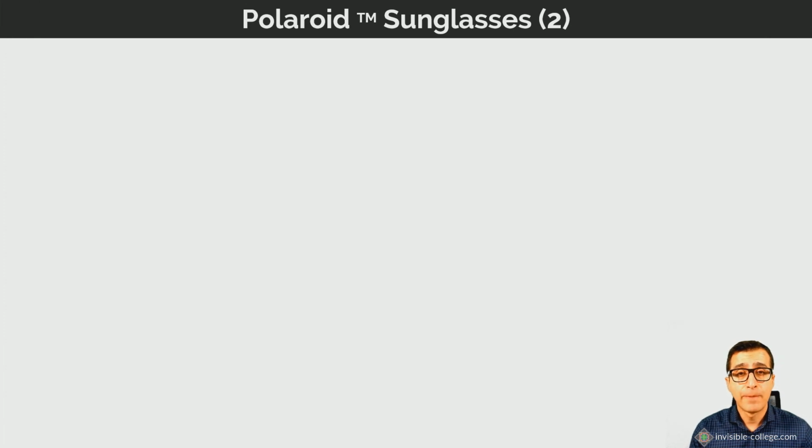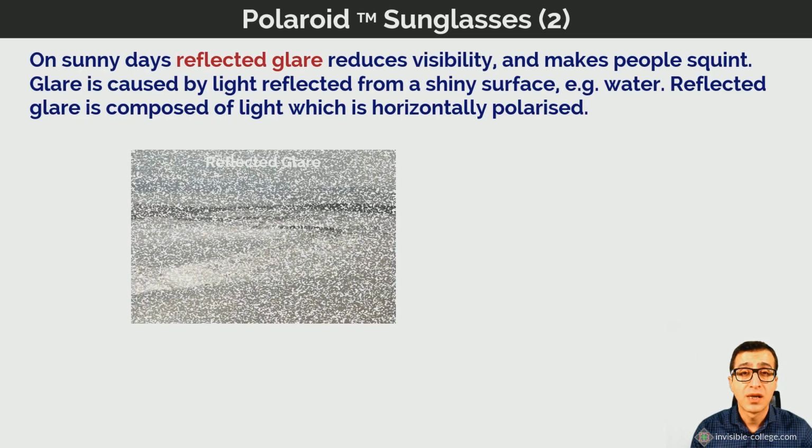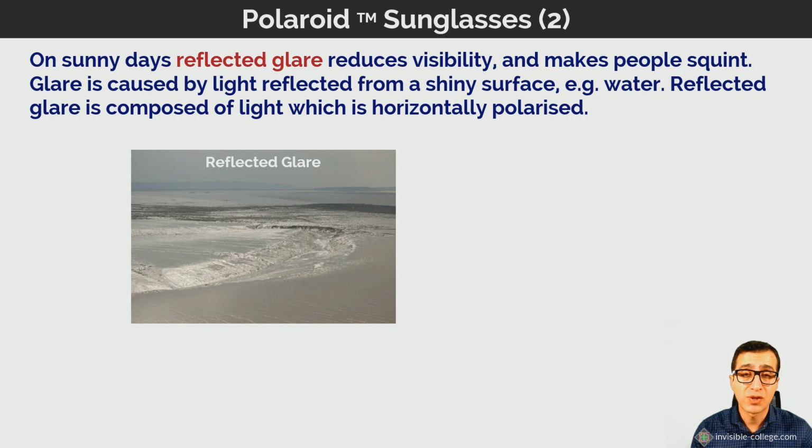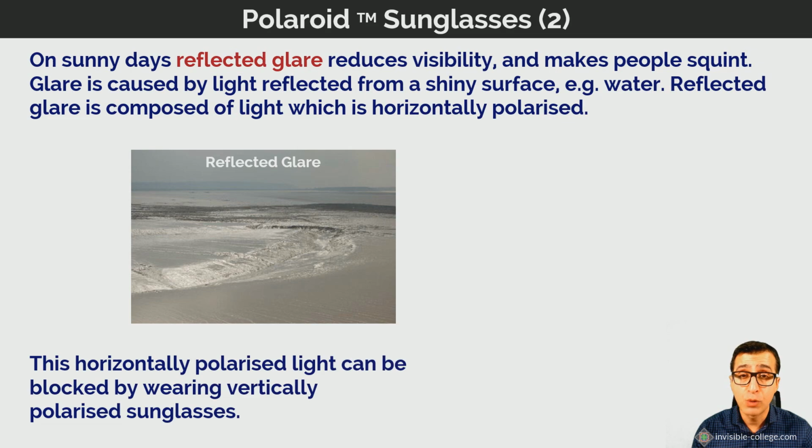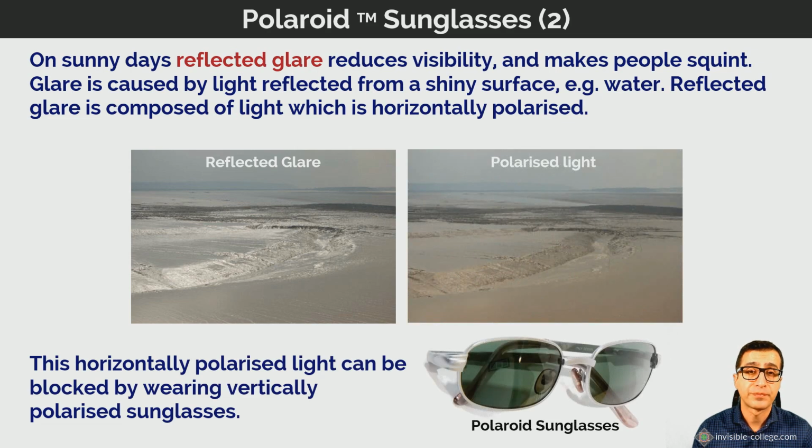So on sunny days, the reflected glare reduces visibility and makes people squint. Glare is caused by light reflected from a shiny surface such as water. Now, reflected glare is composed of light which is horizontally polarized. And so here we can see horizontally polarized light, and this can be blocked by wearing vertically polarized sunglasses.